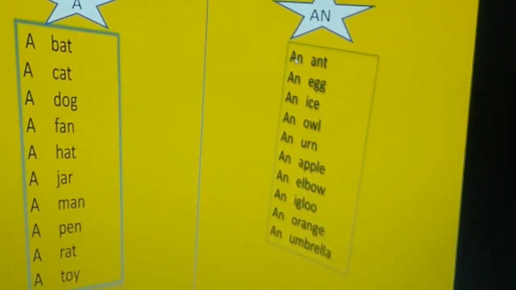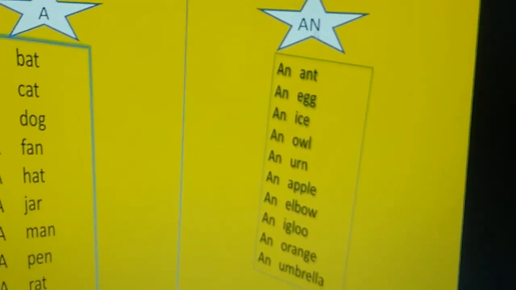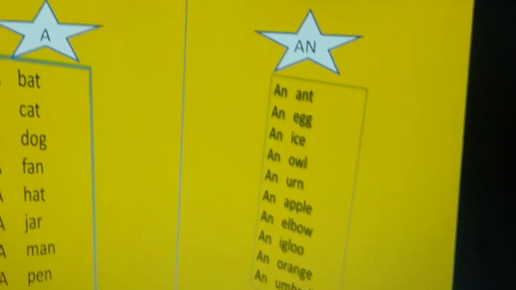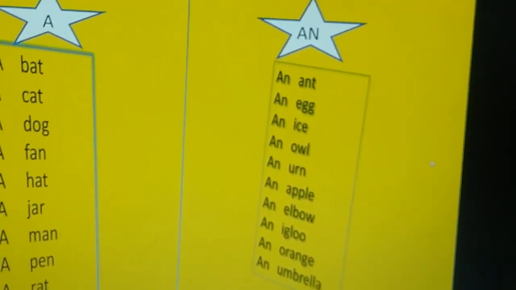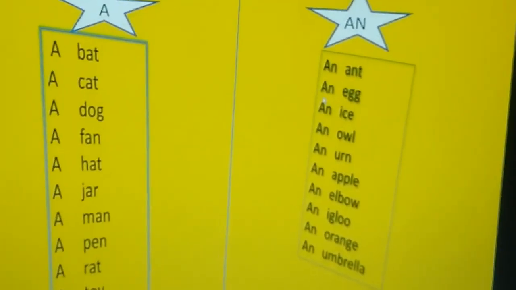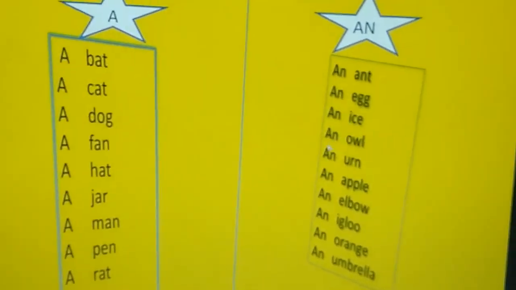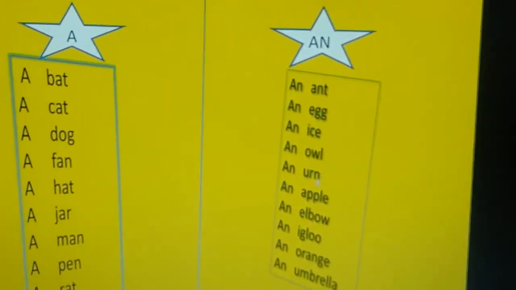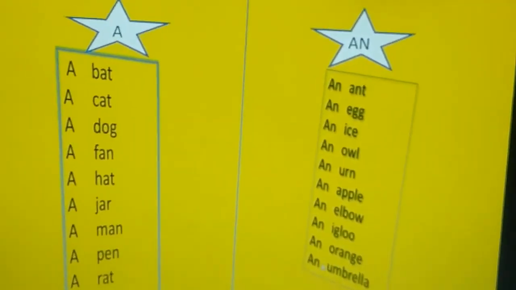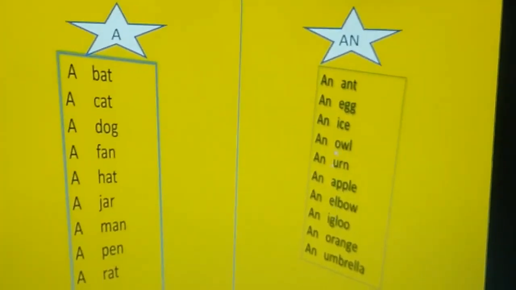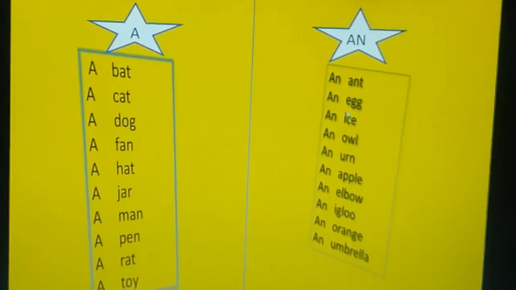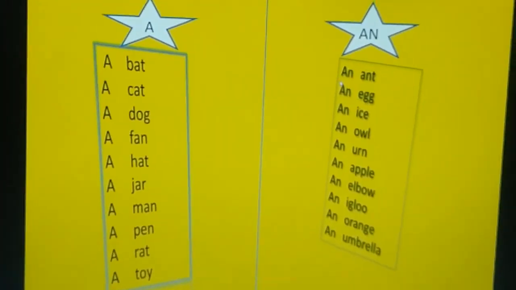Okay. And look at this. What have I written over here? An. Whenever something is one and the word starts with a vowel, you have to write an: an ant, an egg, an ice, an owl, an urn, an apple, an elbow, an igloo, an orange, an umbrella. Because these all start with vowels: A, E, I, O, U. So you have to add an.